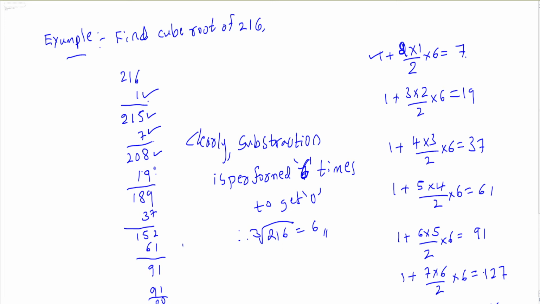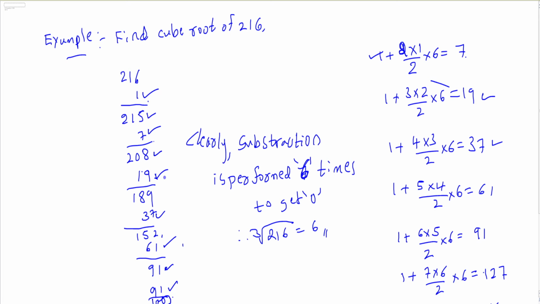Till we don't get 0, again subtract, increase by 2 and increase this one by 1, you get 19. Subtract 19, again we didn't get 0, continue, 37. If you subtract that from the number, still we don't get 0, again 61. After 61 we get 91, and if you subtract this 91, you get 0.